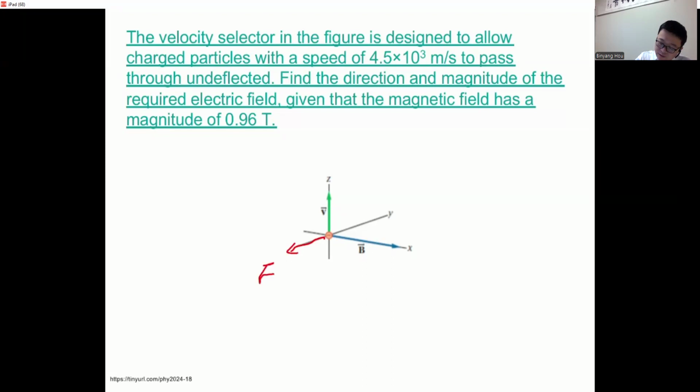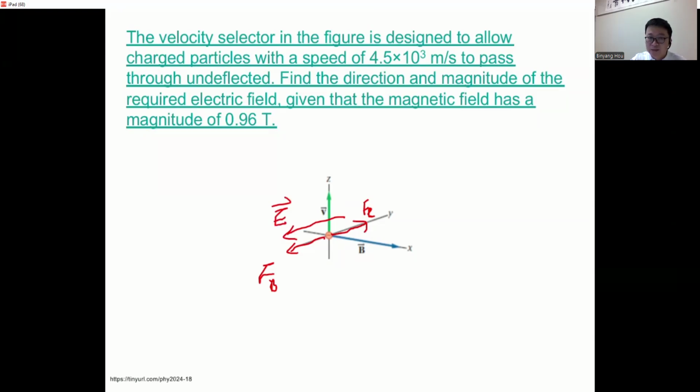This is F of B. For the electron, or the negative charge particle, not to be deflected, we know that F of E should be in this direction. But this is a negative charge, so the electric field will be in the opposite direction. So the electric field should be in this direction, so that the force will be in the positive y direction. Okay, so I think we have the direction of the electric field figured out.